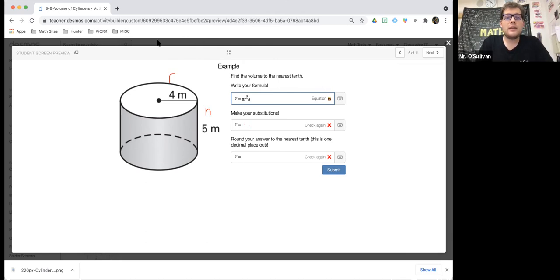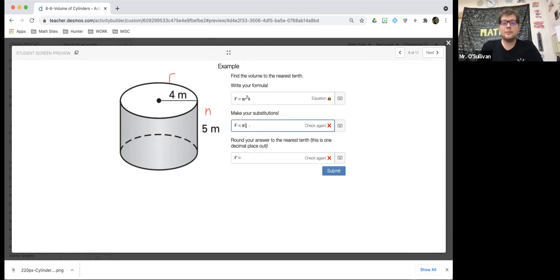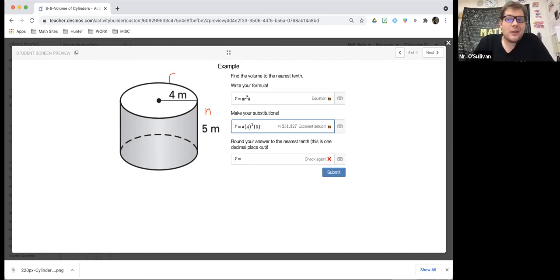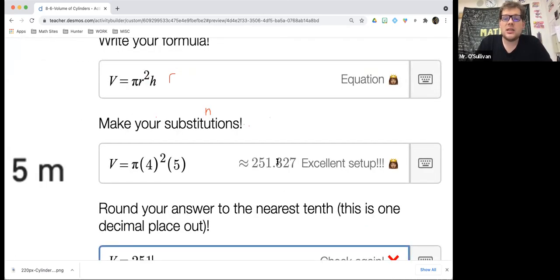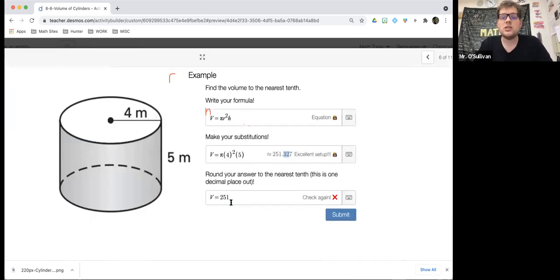So now I'm going to type in my substitution. So I'm going to type in my pi, my radius of 4, I'm going to square it, and my height of 5. And look, I got that excellent setup, so I know I did it correctly. Now we're just going to type in 251, and I want to round to the nearest tenth. I look next to my 3. It's a 2. Is 2 bigger than 5 or smaller than 5? It's smaller, so I stay on the floor. My 3 doesn't change. And that's my final answer.